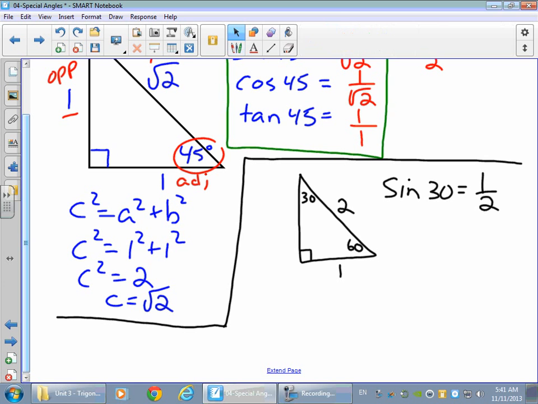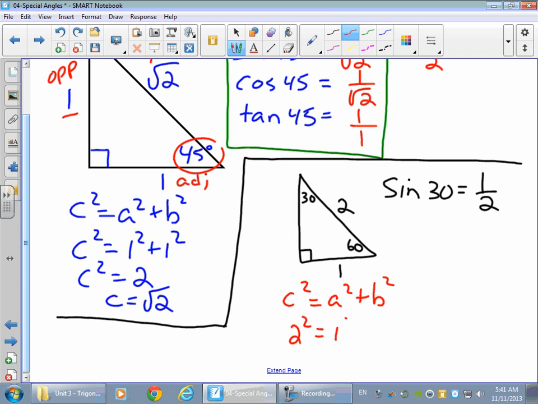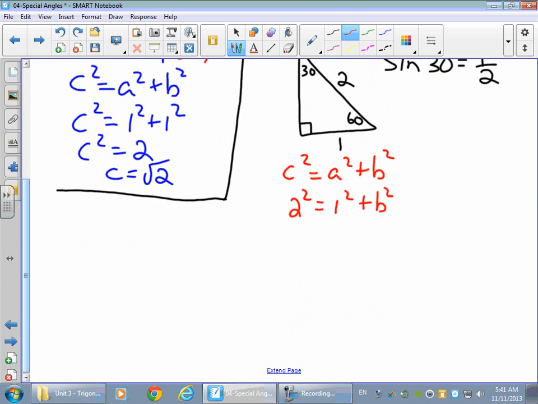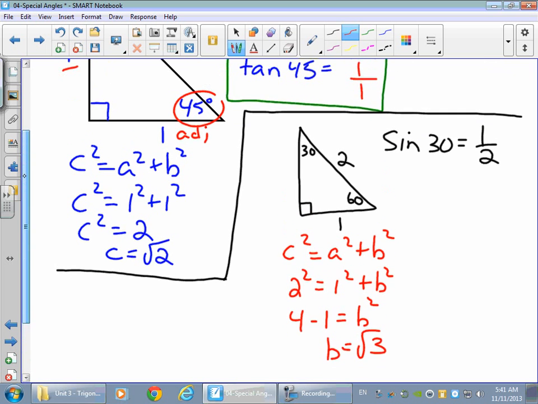And then similar to what we did over here, if I work backwards, I can find the missing third side. This is 2 squared, this is 1 squared, and this is 4 minus the 1 from over here is b squared. So the missing side is the square root of 3.